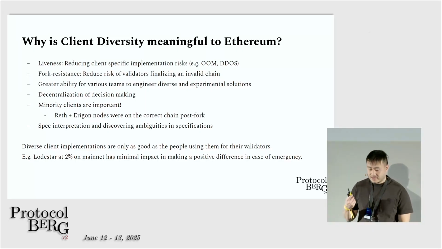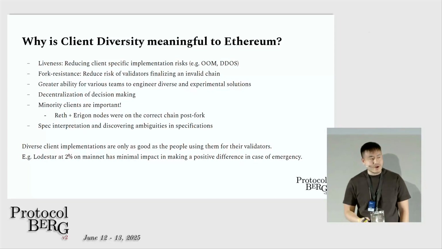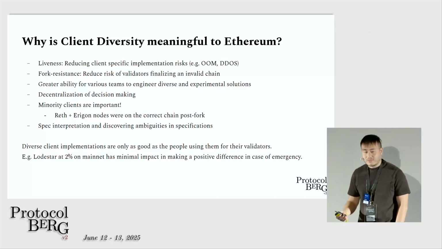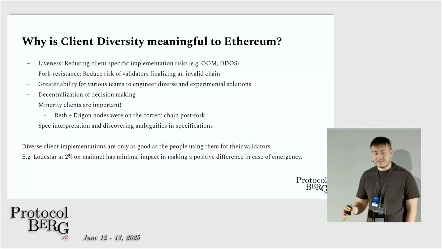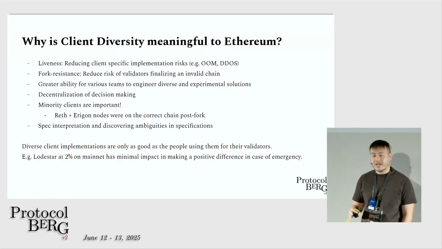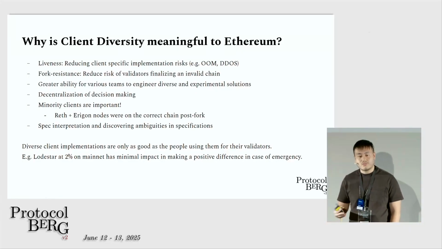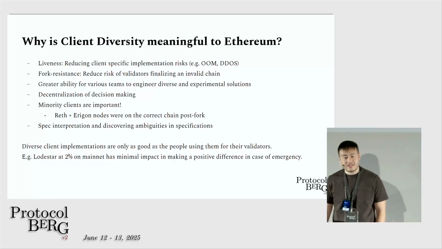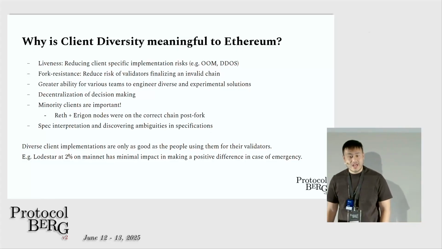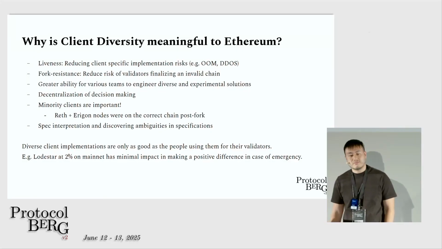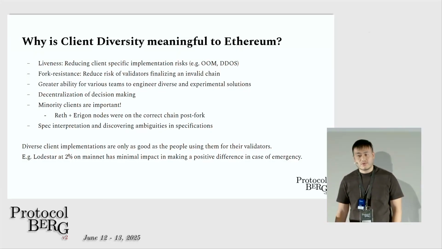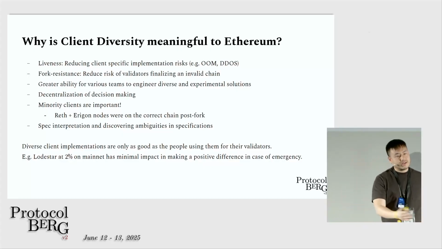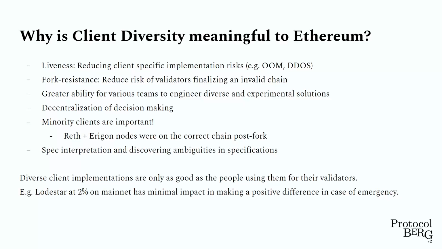And of course, it's only as good as the people who run the minority clients. Right now, Lodestar is about 2% of mainnet. Even if something bad were to happen, and we were on a valid minority chain, it'd be very difficult for us to really help there as 2% of mainnet. So it's very important for you to consider minority clients as part of your setups. If not primary, at the very least, a secondary option. And we'll explain why.